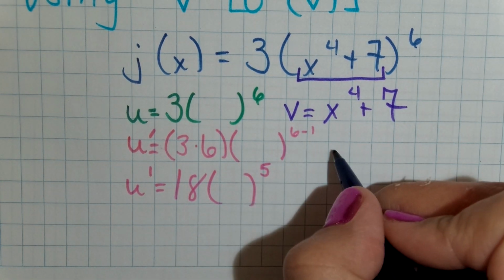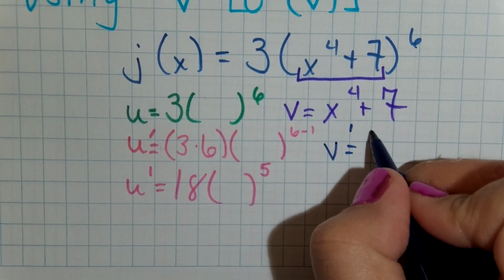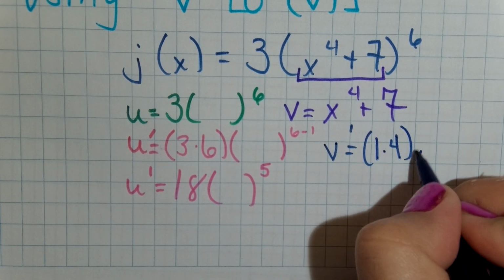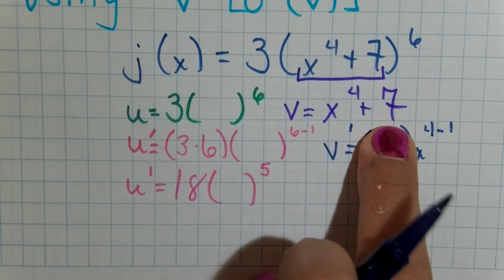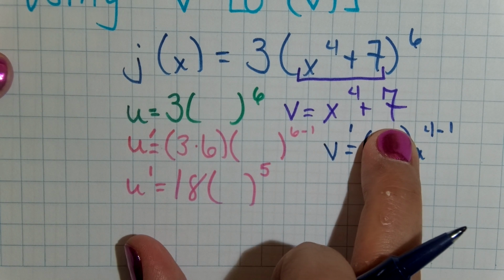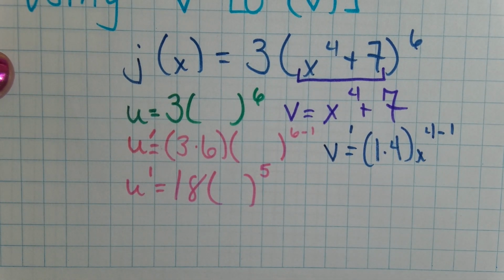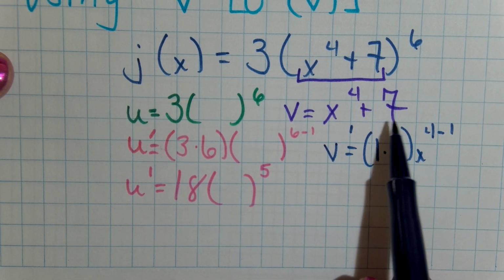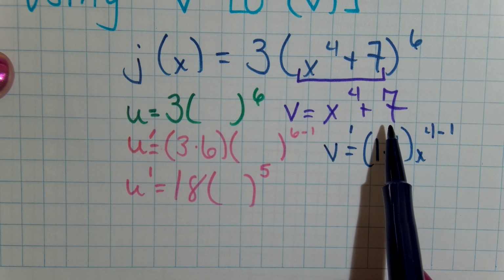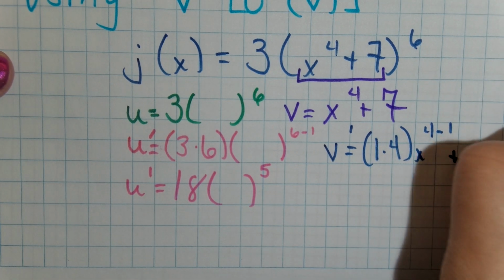And we do the same here. V prime is 1 times 4, x to the 4 minus 1. What is the derivative of 7? Not 1. 0. Why is it 0? It's constant. It's a constant. Good.